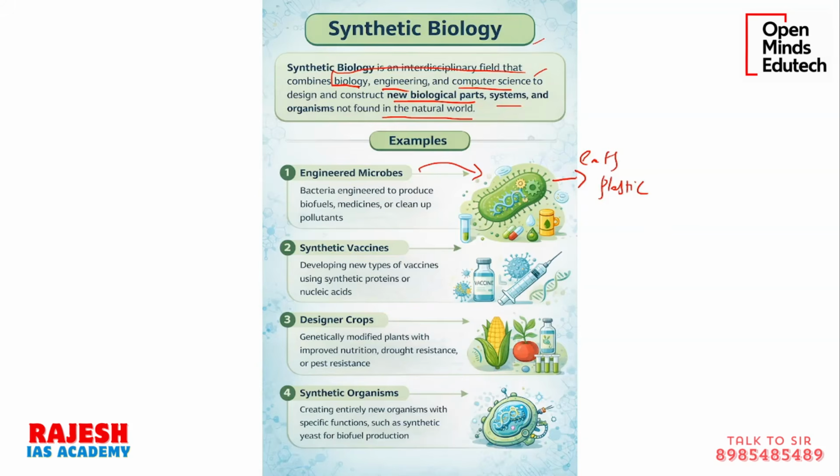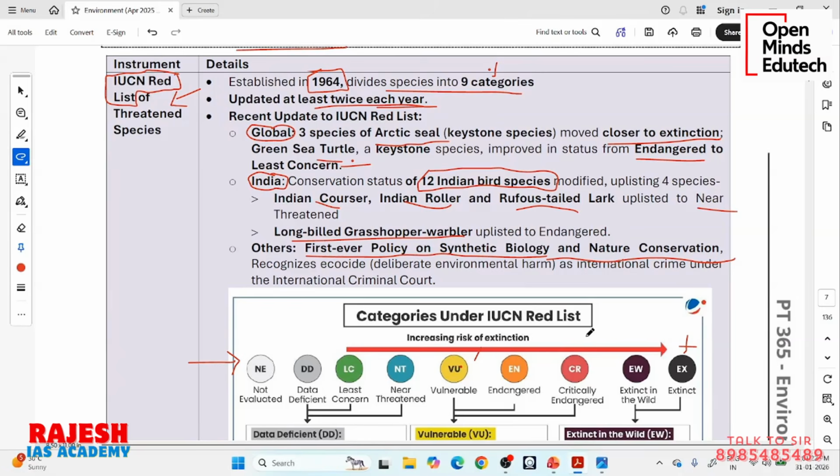Then it is called synthetic biology. You can see the examples and applications here. They have adopted a policy on synthetic biology, and the benefits it is going to give the regulation of synthetic biology so that it can be useful to nature's conservation. Then they have also recognized something called ecocide.